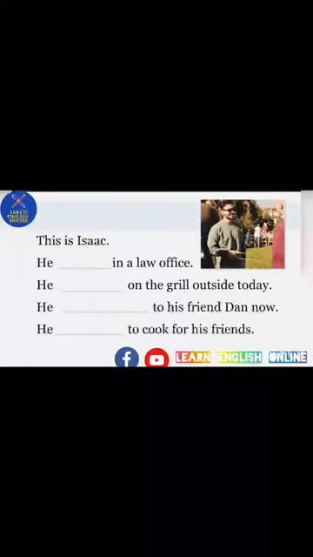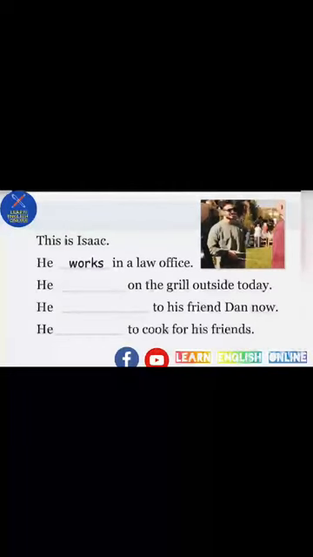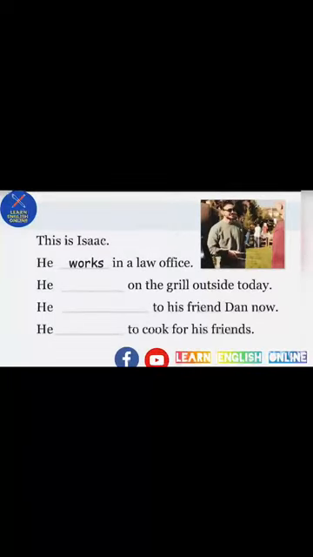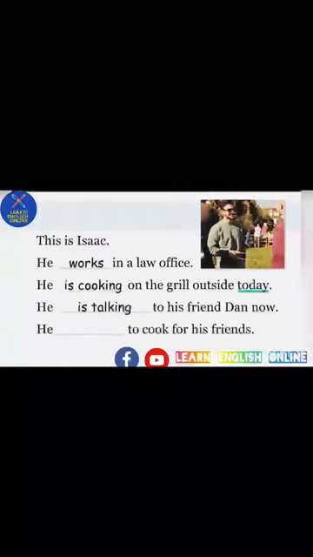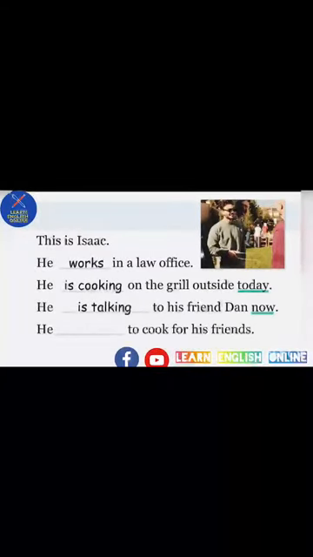This is Isaac. He works in a law office. There's no signal word here, but I can see the picture. He's not in an office right now. He's outside. He is cooking on the grill outside today. I see this in the picture, but also I see this signal word today that tells me present progressive. He is talking to his friend Dan now. Now is a signal word for present progressive. And he likes to cook for his friends. Well, likes is one of those words we can't put in the present progressive. It has to be in the simple present.